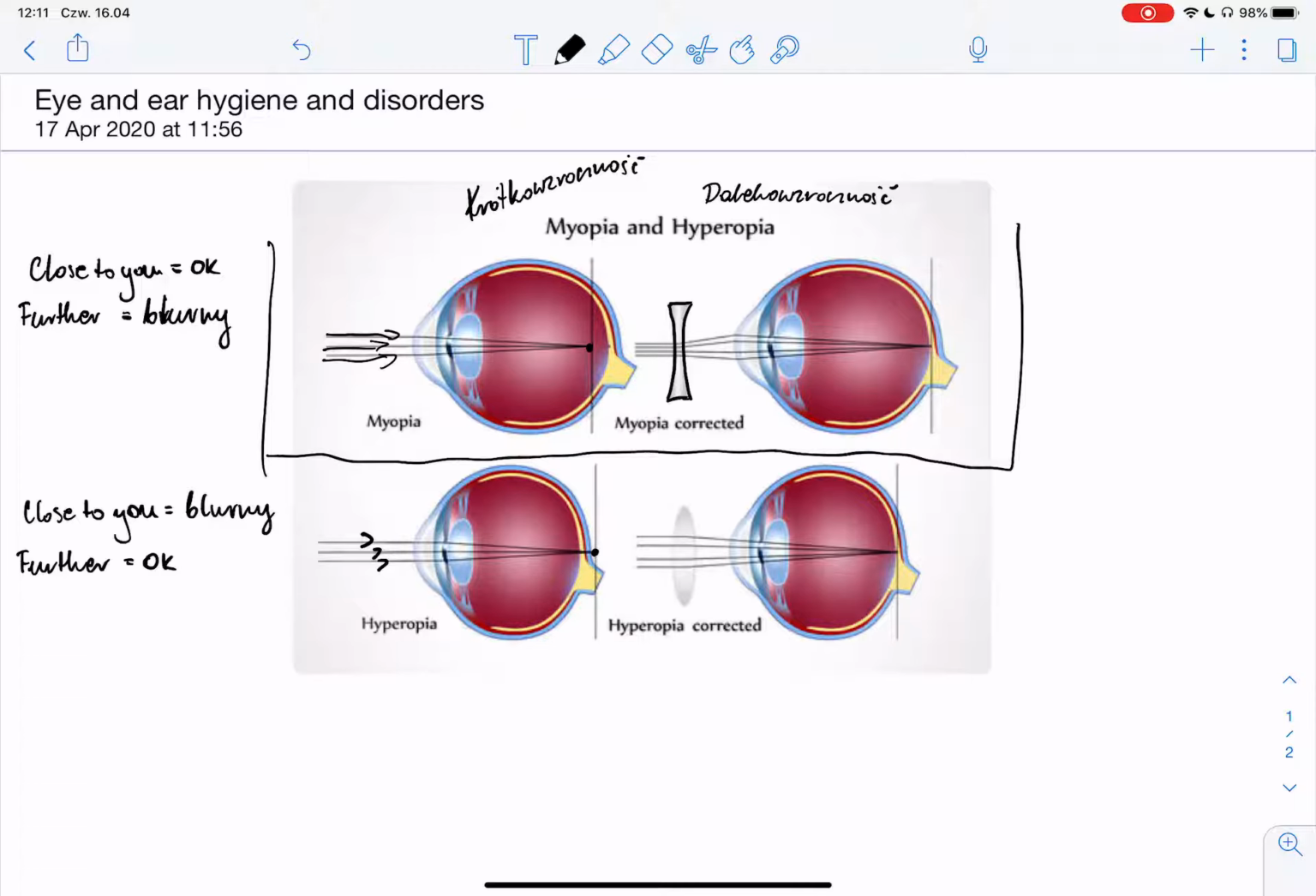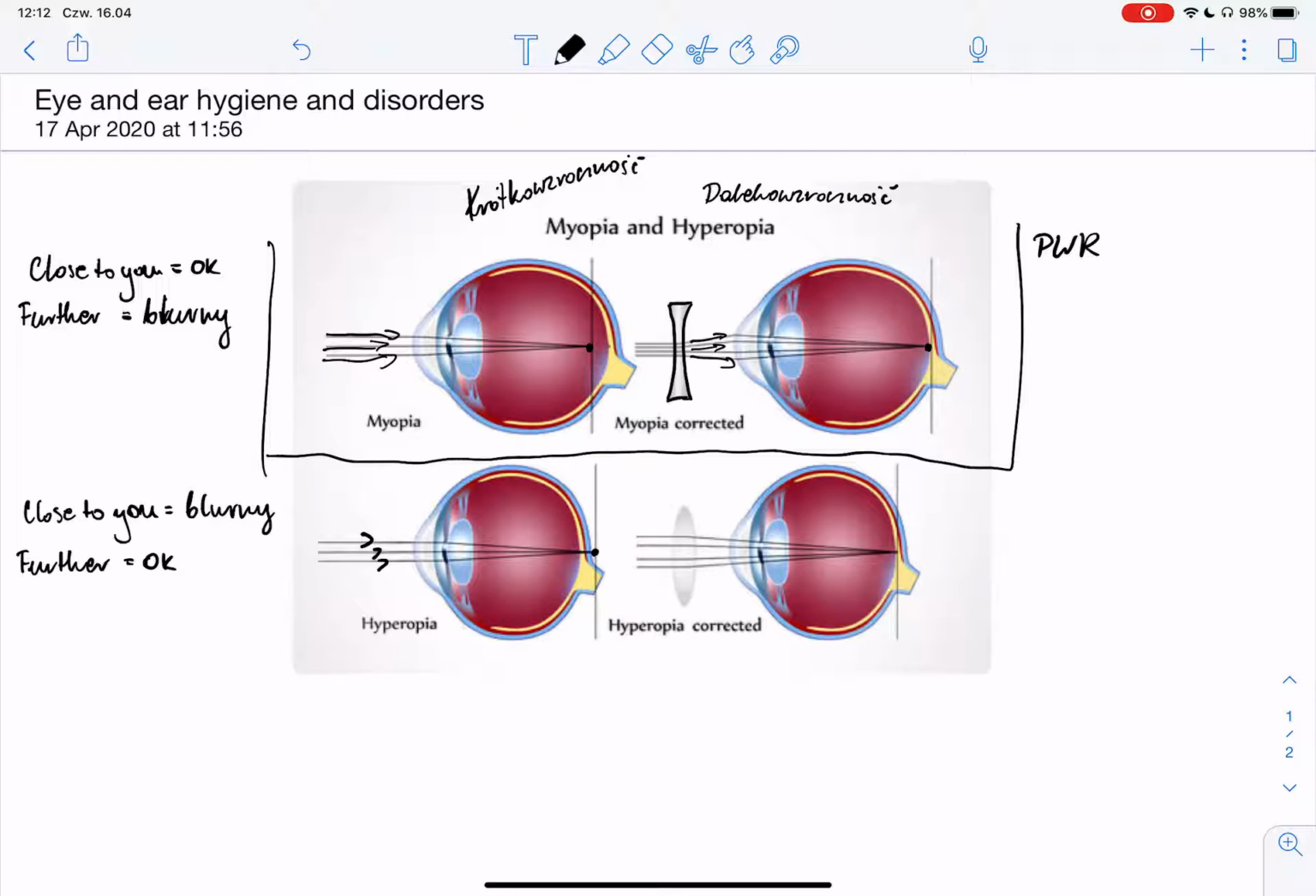What it will do, it will refract the light a little bit wider. So once it enters the eyeball, once it goes through the lens, it will focus exactly on the retina. When you have myopia, glasses will have that shape, and their strength will be measured in negative diopters, ujemne dioptria.